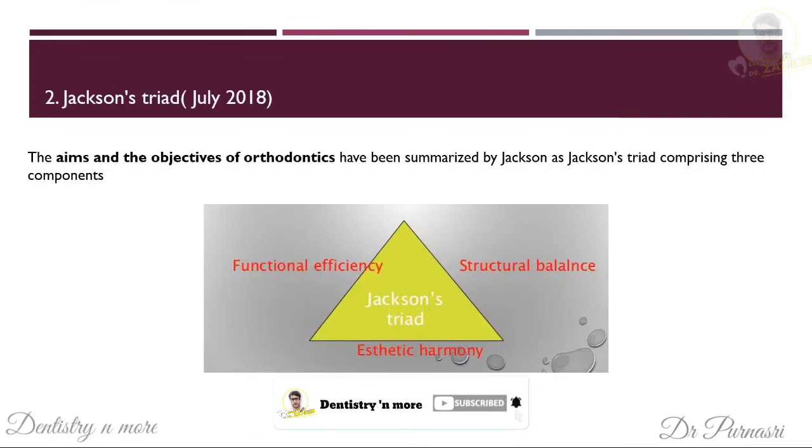Jackson's triad. So Jackson's triad gives the aims and objectives of orthodontics. Okay, it was given by Jackson. It consists of three parts: functional efficiency, structural balance, and aesthetic harmony. You can just draw this triangle and name these parts.